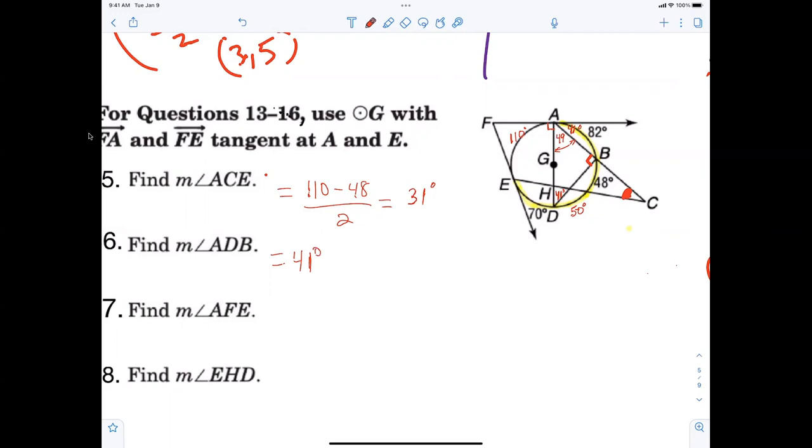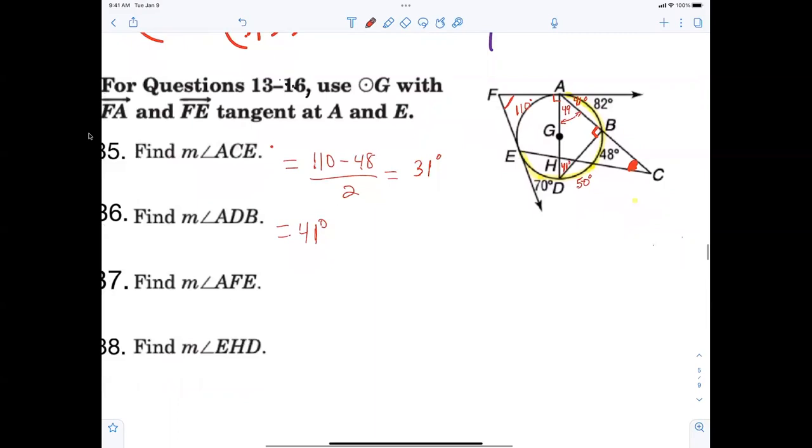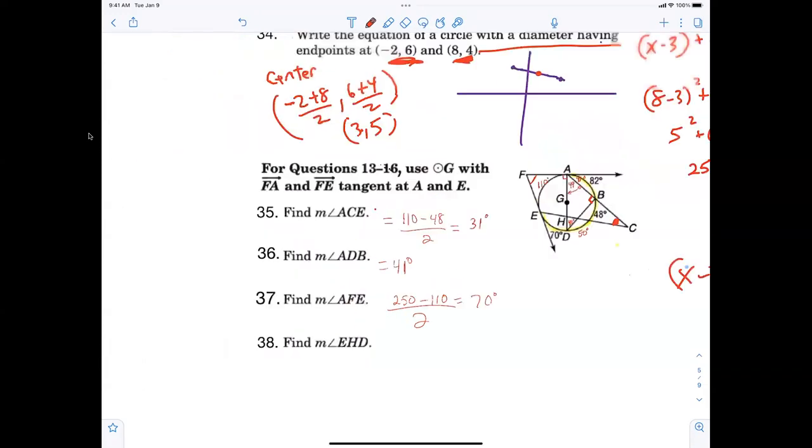Now, wait a minute. This angle right here is still the big arc minus the small arc. It's not half. So it would be 250 minus 110 divided by 2. All right, hold on one second. 140 divided by 2, what's that? 70 degrees.